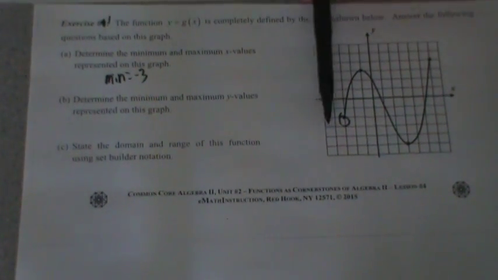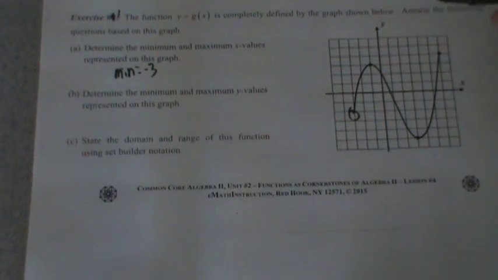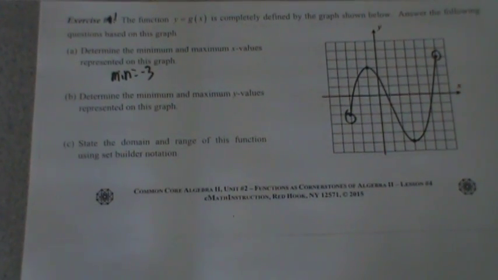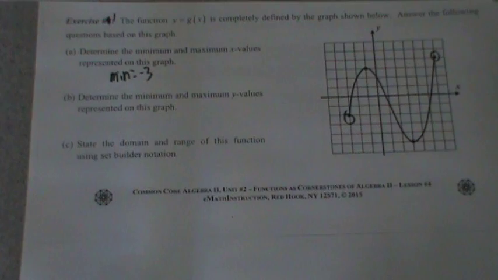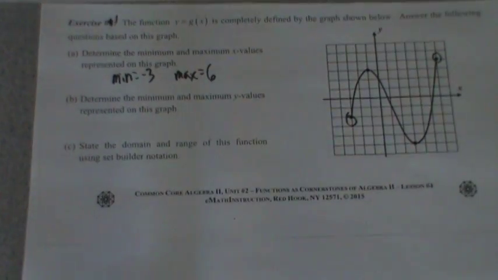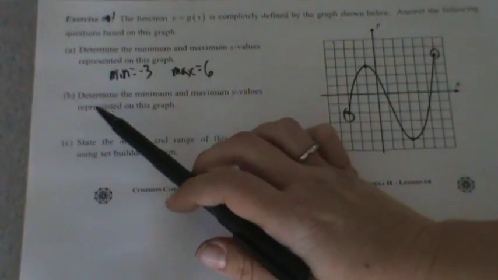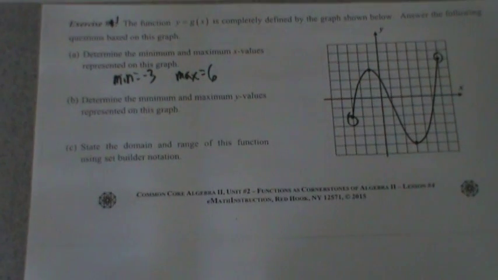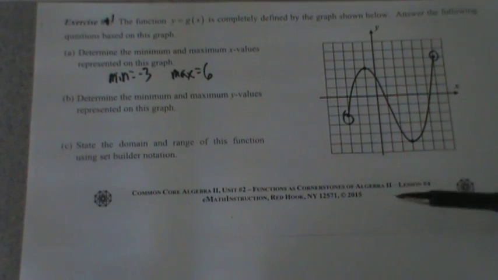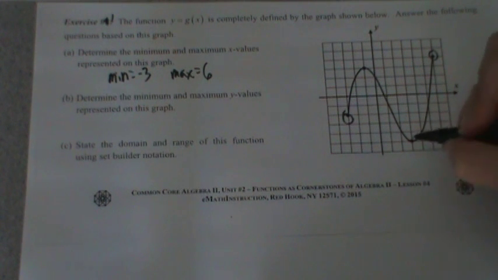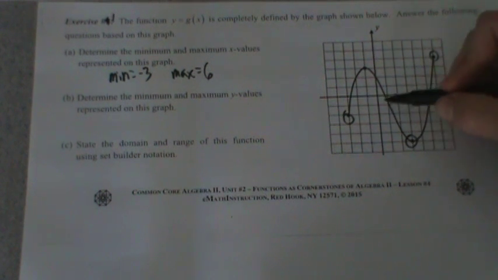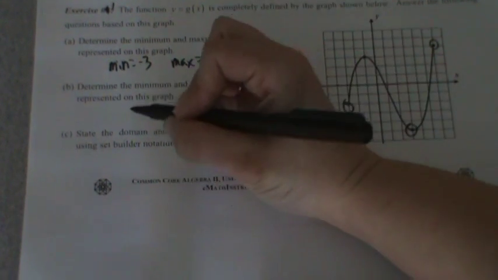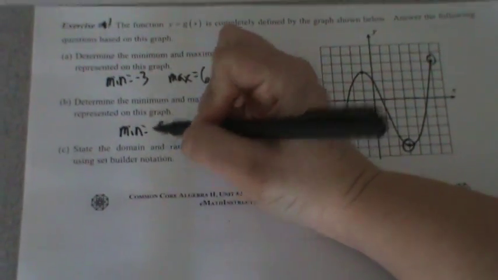The maximum x value is where our graph ends. The widest point where it ends is the point at the end of the graph here, and we count our x value there: 1, 2, 3, 4, 5, 6. So our max x value is 6. Then it asks to determine the minimum and maximum y values. Minimum starts at the bottom, so the lowest y point would actually be down here. It's not one of the end points. The y value at this point would be 1, 2, 3, 4, 5, so your minimum would equal negative 5.